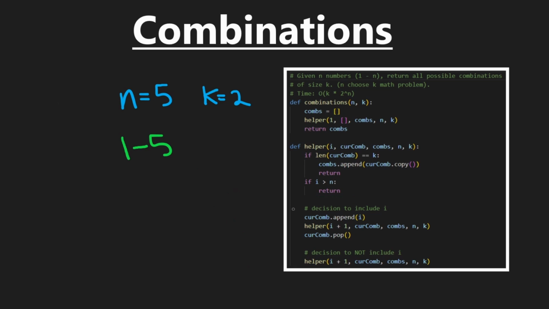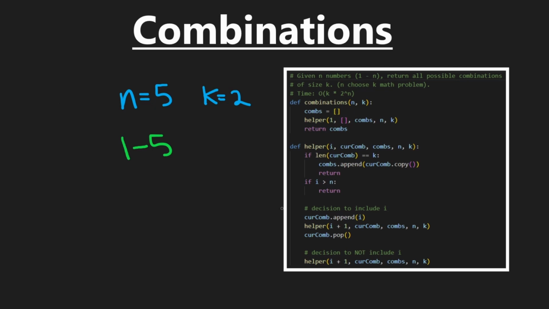But if we don't have any base cases, we have our two decisions that we're familiar with by now. We can either include I or we do not include I. If we include I, we add it to our current combination. We recursively call our helper, where I is a part of our current combination. And then after that's done, we're going to pop I from our current combination and then recursively call the exact same function with the exact same parameters. But the difference is that I is not a part of our current combination. So this is pretty familiar, I think, if you already learned about subsets.